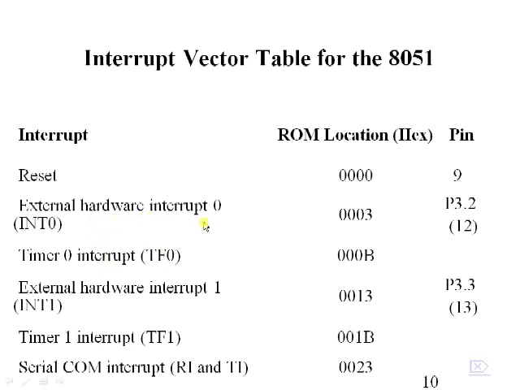Then the external hardware interrupt 0, whose ISR memory location is 0003, is generated by using P3.2, that is port 3's second pin. Timer 0 interrupt, which is TF0, has the ISR location 000B. External hardware interrupt 1 has the ISR location 0013, and it is generated by using P3.3. Then timer 1 interrupt, that is TF1, and the serial communication interrupt, which can be generated either by RI or by TI, has the ISR memory location 0023.